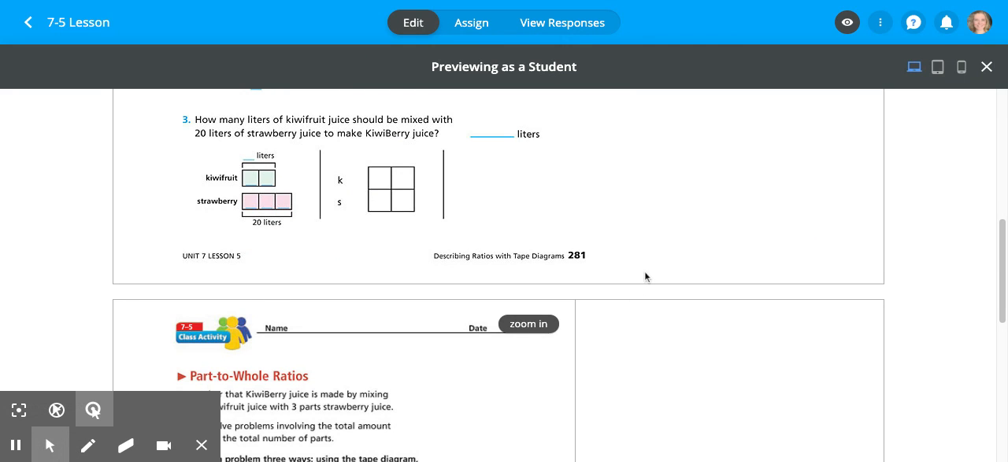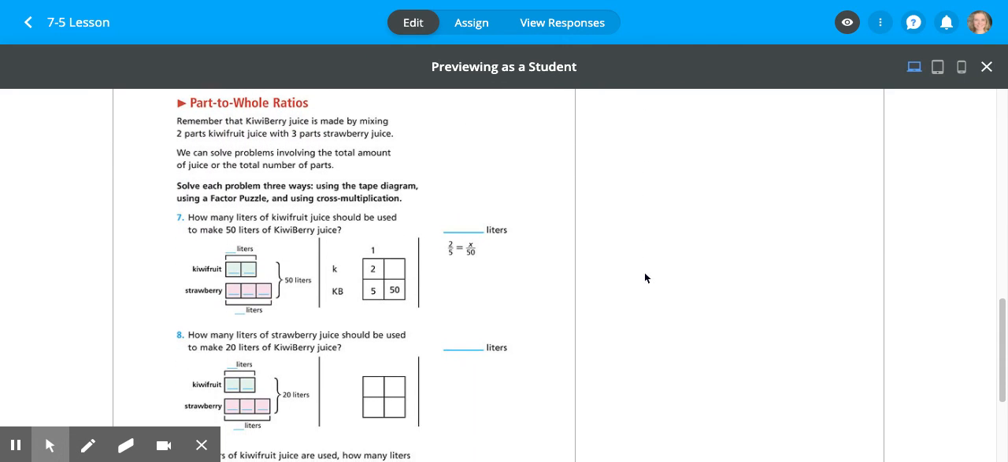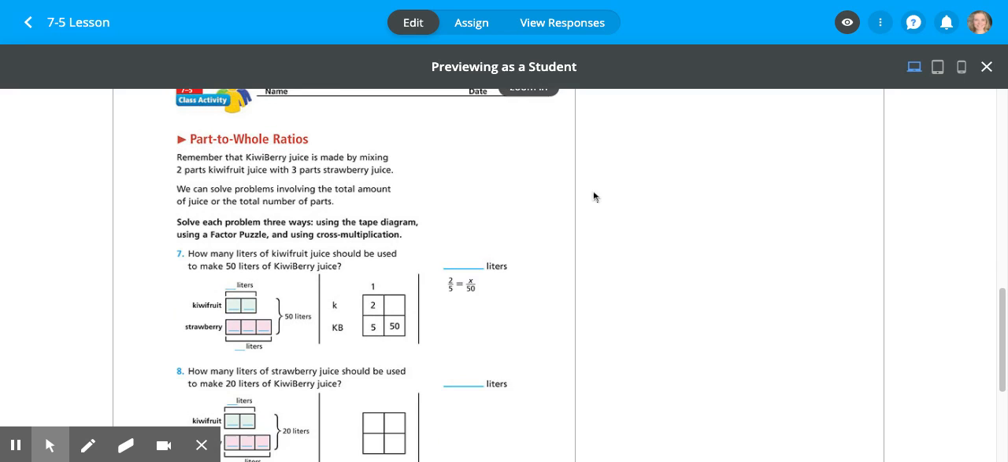So now we're going to move on to our next one. So now we're looking at part to whole ratios. So it says, remember that kiwi berry juice is made by mixing 2 parts kiwi fruit juice and 3 parts strawberry juice. So that first part, we always have 2/3 on the first one. So we can solve problems involving the total amount of juice and the total number of parts. So it says, solve each problem in 3 ways. Again, we're using the tape diagram, a factor puzzle, and cross multiplication.